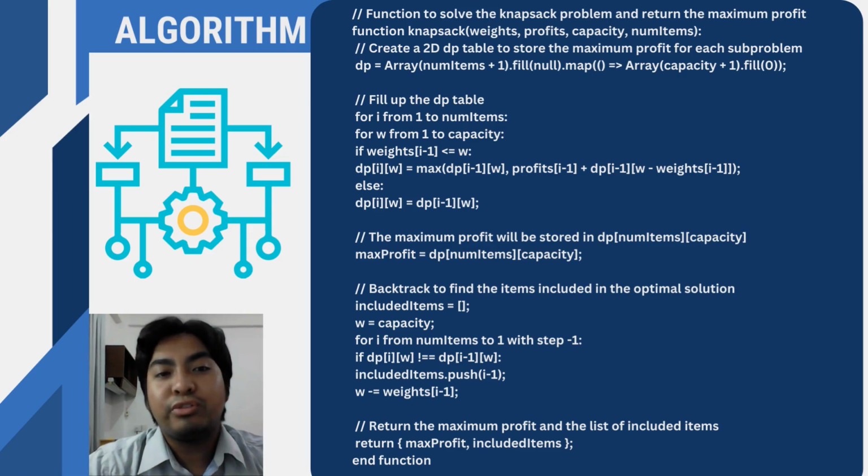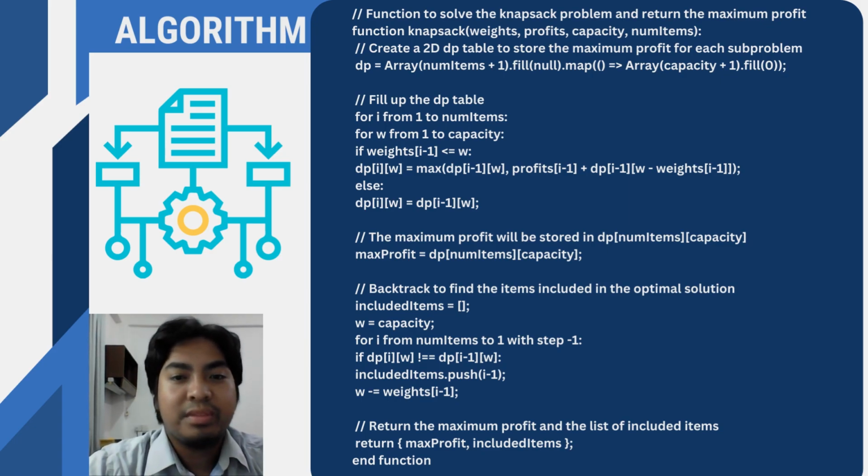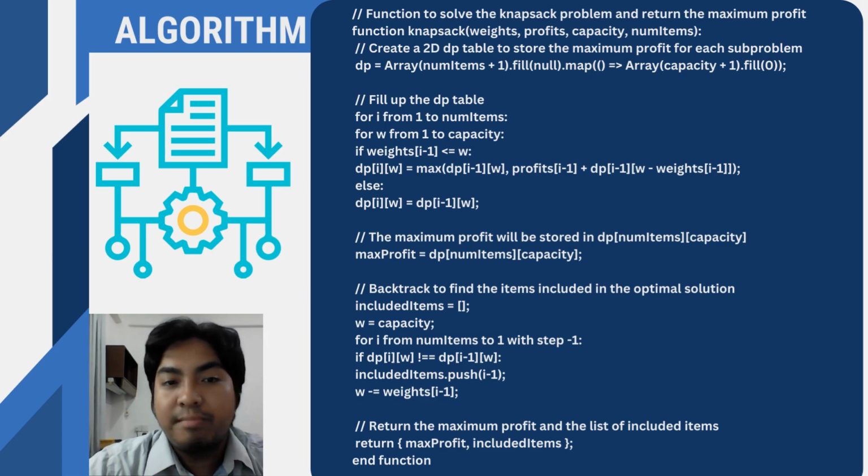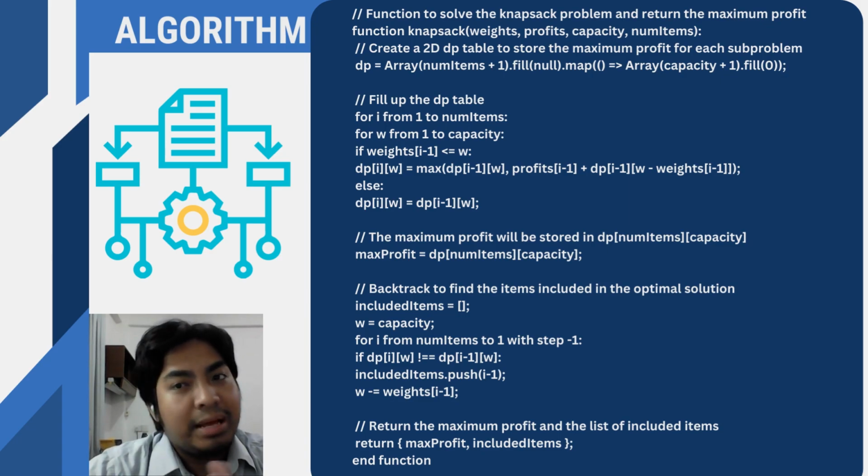Okay, so now I'm going to explain my part, which is the dynamic programming algorithm. As you can see, this is the code for the dynamic programming algorithm, which is the function to solve the knapsack problem and return the maximum profit: function knapsack, with weights, profits, capacity, and number of items. So we're going to run through this algorithm step by step.